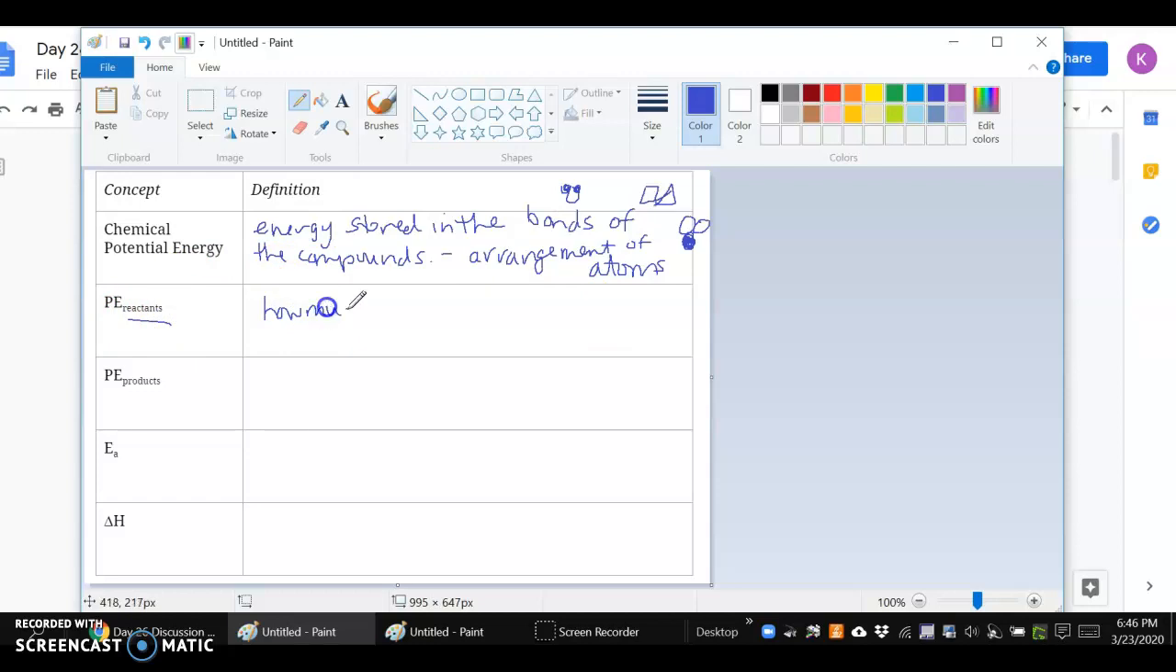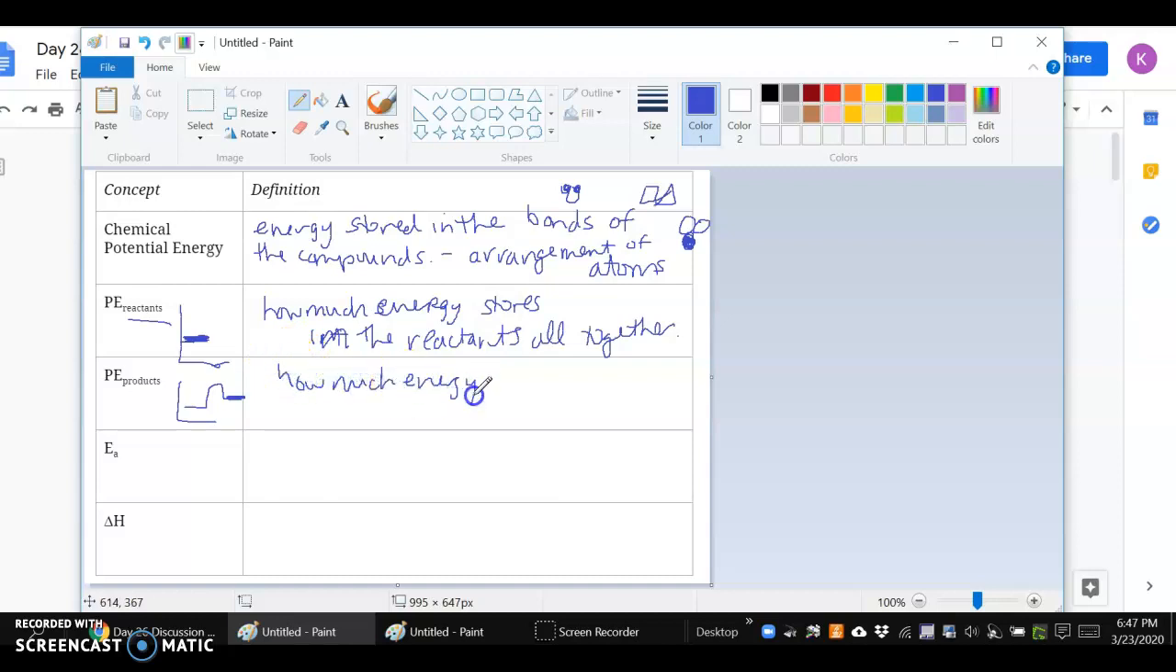That's how much energy is stored in the reactants altogether. And that's like that first flat line on the graph, right? And then the energy stored in the products is the second line on the graph, and that is how much energy is stored in the products. It's going to be a different amount because those elements have rearranged their atoms to have different bonding structures and different arrangements. So they're going to store a different amount of energy.